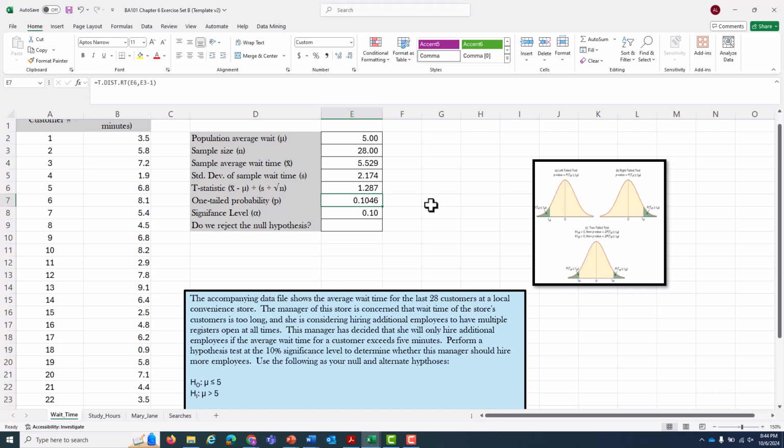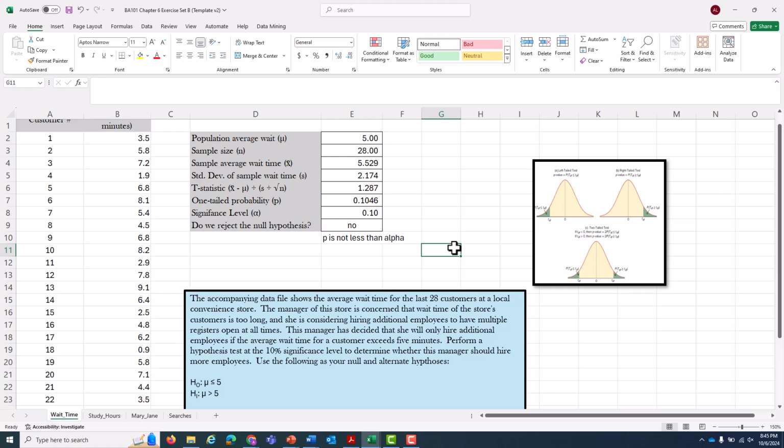And that chance that we are going to declare that the alternate hypothesis is true, that people are actually waiting longer than 5 minutes, only to find out later down the road when we have more information that that wasn't actually the case, is higher than the allowable amount that we have. So do we reject the null hypothesis? And the answer to that is simply no, we do not. And why do we not? Because P is not less than alpha.